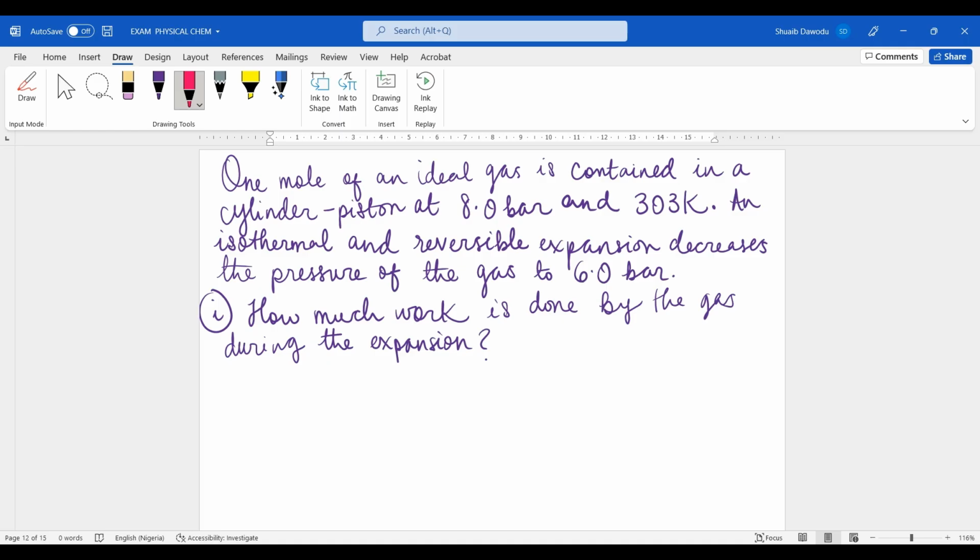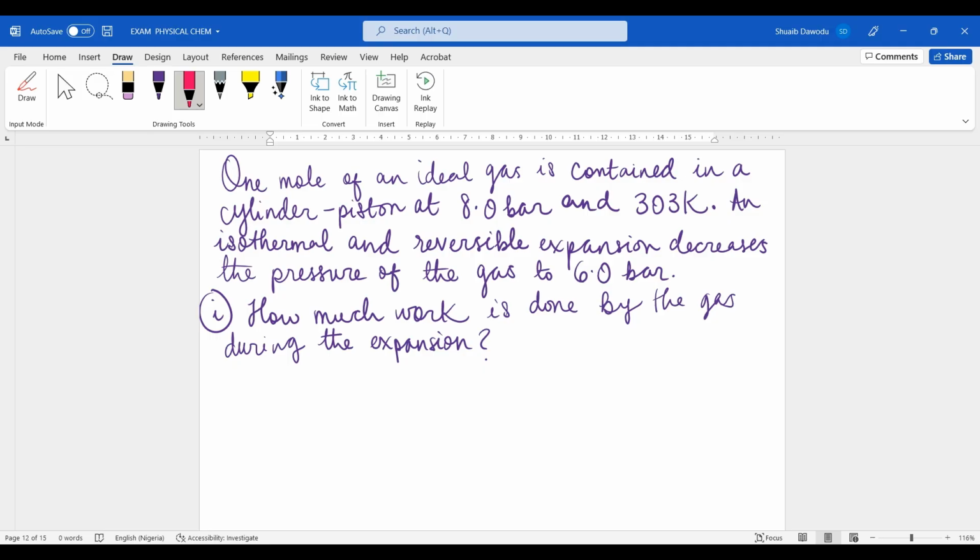So the question says, 1 mole of an ideal gas is contained in a cylinder piston at 8.0 bar and 303 Kelvin. An isothermal and reversible expansion decreases the pressure of the gas to 6.0 bar. How much work is done by the gas during expansion?